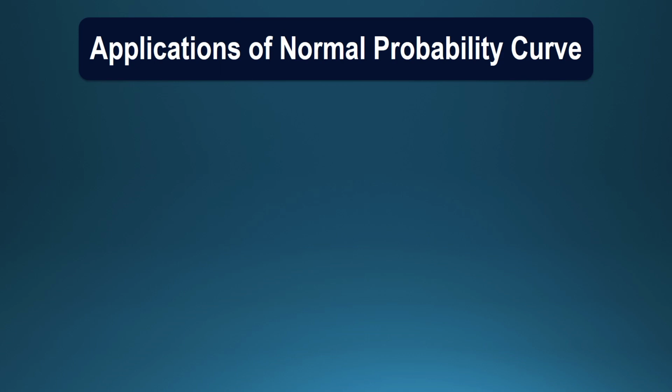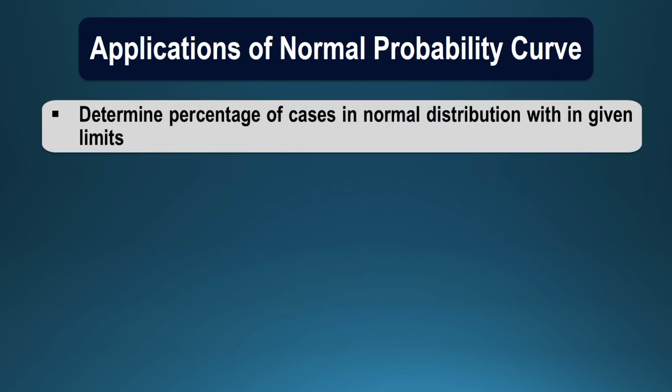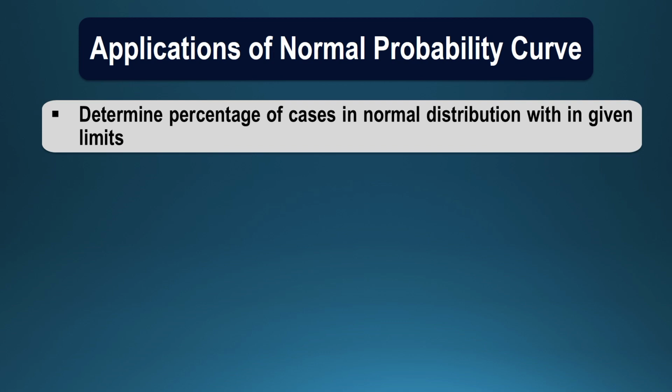There are a number of applications of normal probability curve. Normal probability curve can be used to determine the percentage of cases in normal distribution within given limits. For example, if you would like to find out how many cases lie between mean plus minus 2.5 sigma, then you can go to Table A where you find the number of cases under the area curve, and you can find out how many cases lie between mean plus minus 2.5 sigma.